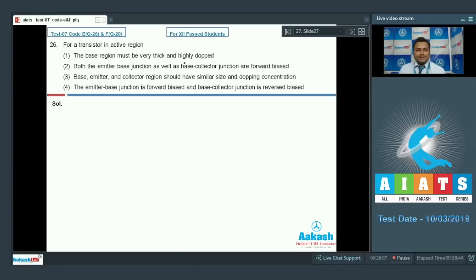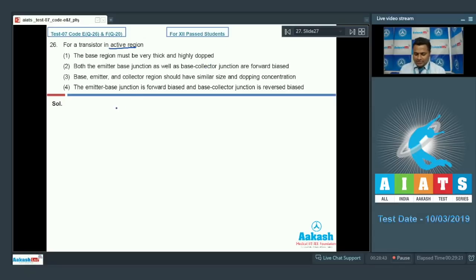Here is question number 26. For a transistor in active region, you are having four options. The base region must be very thick and highly doped. That is not correct. Emitter have the maximum doping. Both emitter base junction as well as collector base junction are forward bias. Base, emitter and collector region should have similar size and doping concentration. The emitter base junction is forward bias and base collector junction is reverse biased.